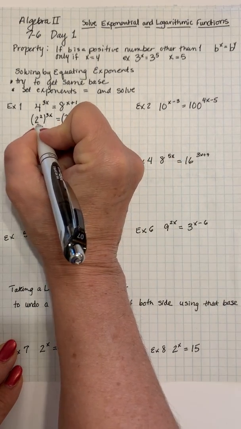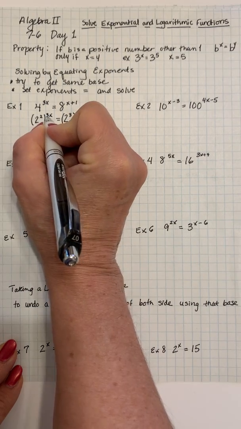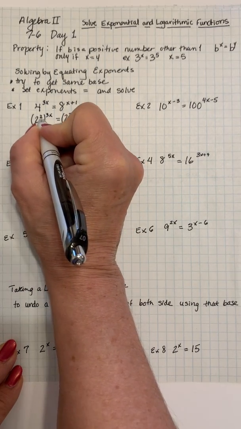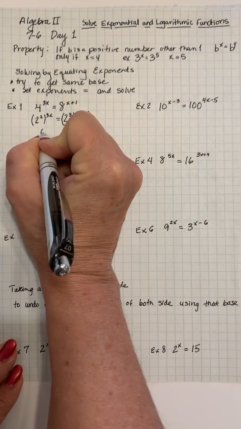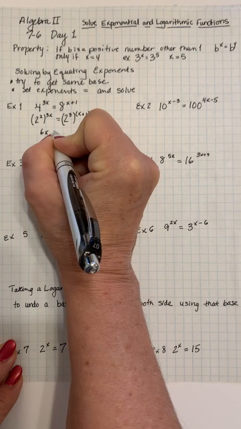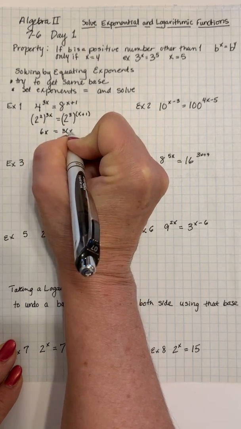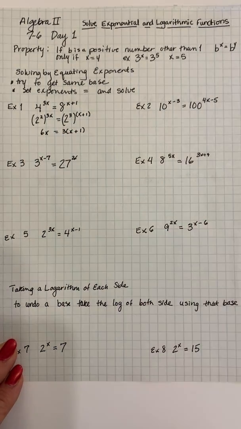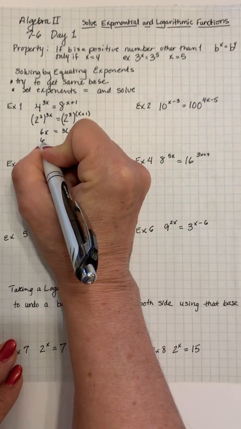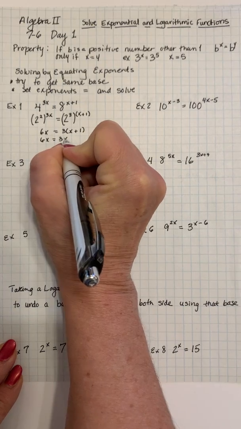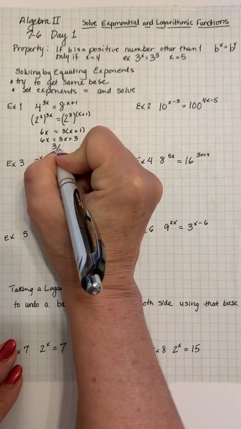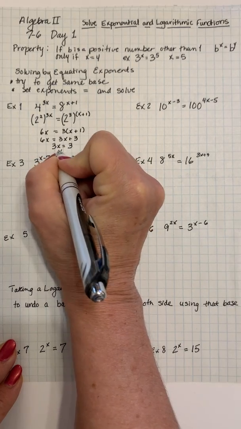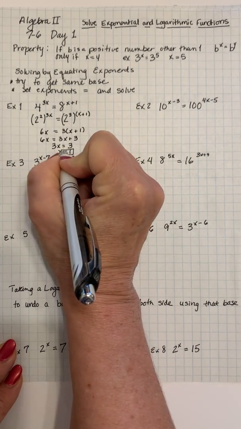All right, now remember when you have a base and you have the exponents next to each other, you multiply them together. So this would be, I'm going to set my exponents equal to each other. So 2 times 3x is 6x, and I would have 3 times the quantity x plus 1. If you could distribute that in your head and already have it done, that's fine. So we have 6x is equal to 3x plus 3. Subtract 3x from both sides, 3x equals 3. So x is equal to 1.